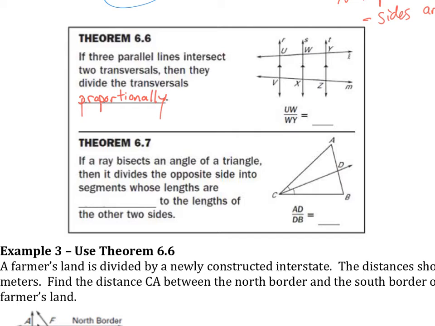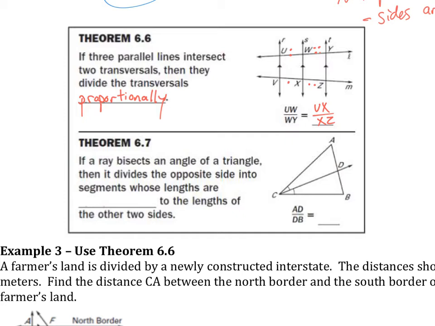So we have on the right, if these three lines are parallel, and we know UW over WY is equal to VX over XZ. So there's one dot, two dots, and down here I'm going to put one dot and two dots, just so you can kind of see where they match up there.